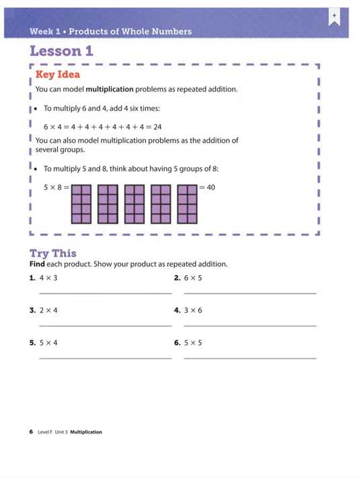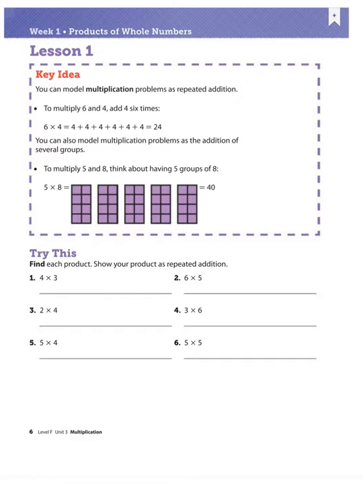To multiply 5 and 8, think about having 5 groups of 8. So here we have 1, 2, 3, 4, 5. So there's our 5 groups. And in each group, there are 8 squares. So you can also think about it that way. On the try this, it says find each product and show your repeated addition.